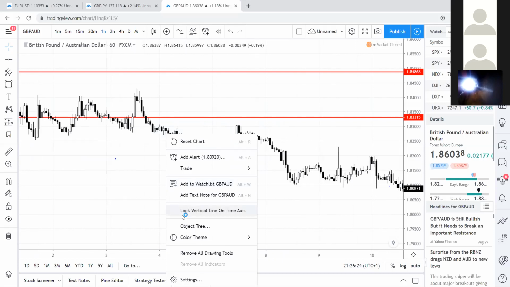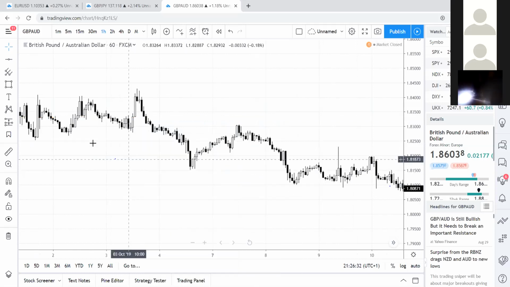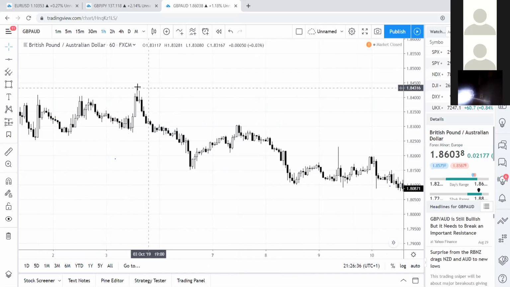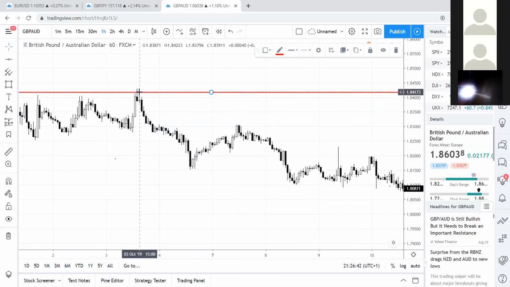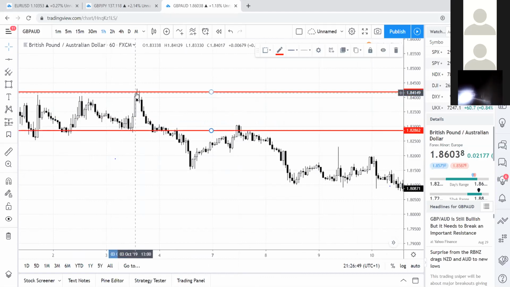Let me clear this again. Now, let's say that we saw price here again. This is the highest point, right? And this was the previous lowest point. Now, he has trapped price here again at this point.